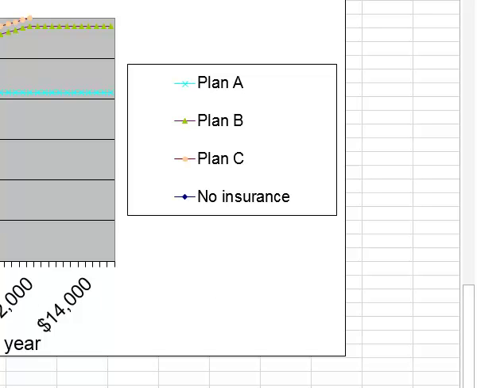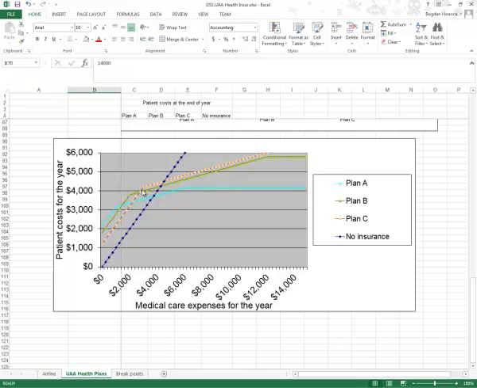And I have plotted the patient costs for the year as a function of the medical care expenses for the year. And you can see in blue here the curve for no insurance, for which every $100 of medical care expenses comes straight out of the patient's pocket. For the various plans A, B, and C, you can see that plan C, for example, has the lowest monthly payment, and then at some point it tends to get pretty expensive, and it's still growing up here.